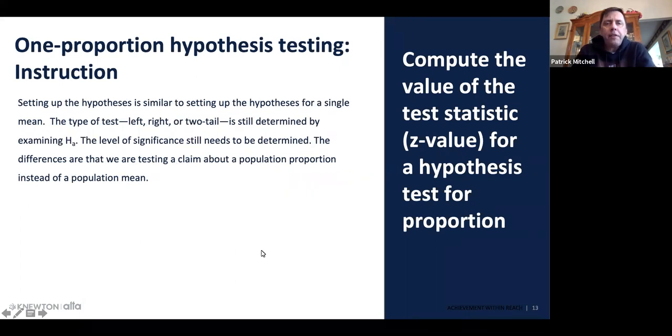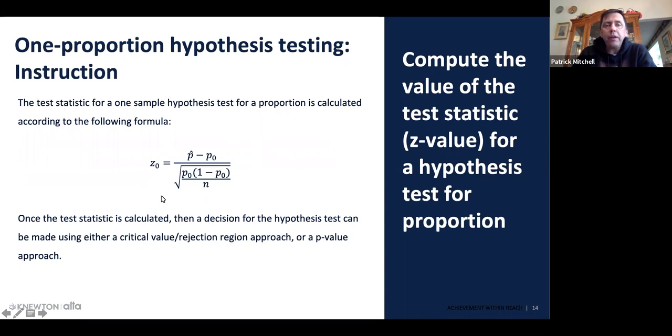Setting up the hypotheses is similar to setting up the hypotheses for a single mean. The type of test, left, right, or two-tail, is still determined by examining the alternative hypothesis. The level of significance still needs to be determined. The differences are that we are testing a claim about a population proportion instead of a population mean.